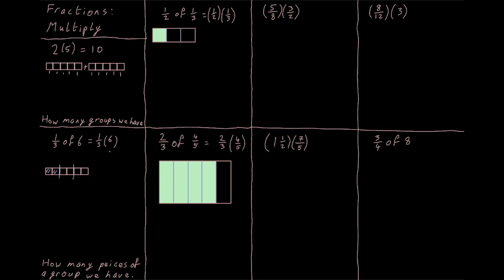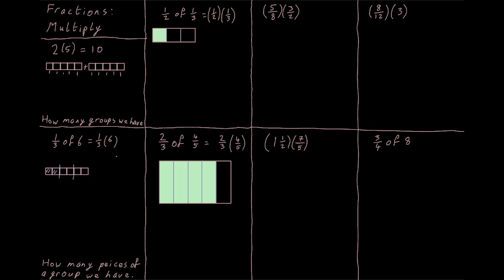How do we write that out mathematically? Well, what we do is we say of is going to mean multiply in this case. This can be a key word we come across. Of is often going to mean multiplication in maths. So we have a third multiplied by 6.